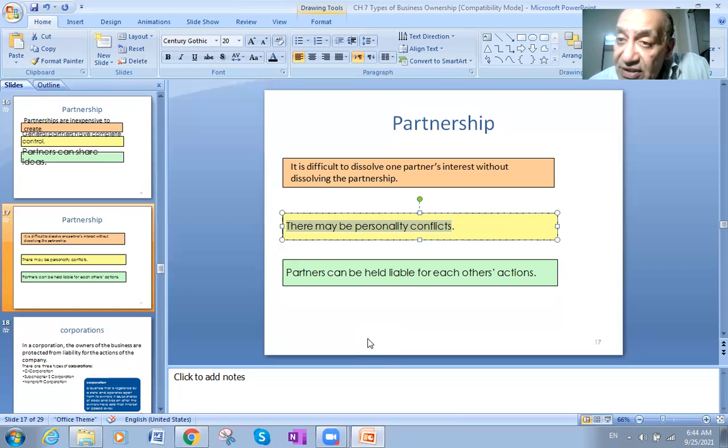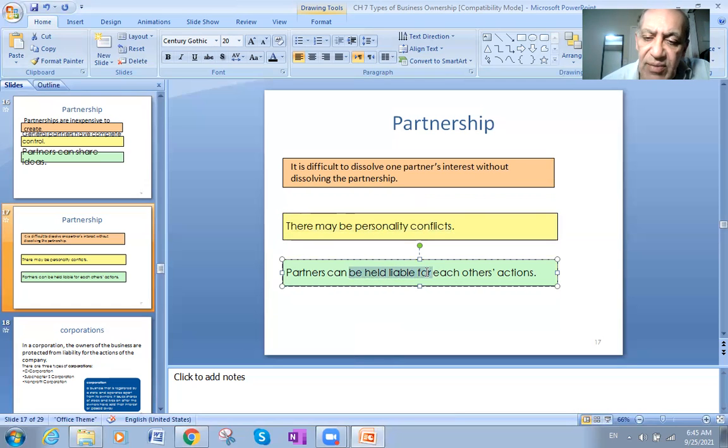So it is an advantage if they are brainstorming and generating creative ideas, that will be a benefit. At the same time, it is a negative point if we talk about the conflict that will happen between them. Okay. Partners can be held liable for each other's actions.